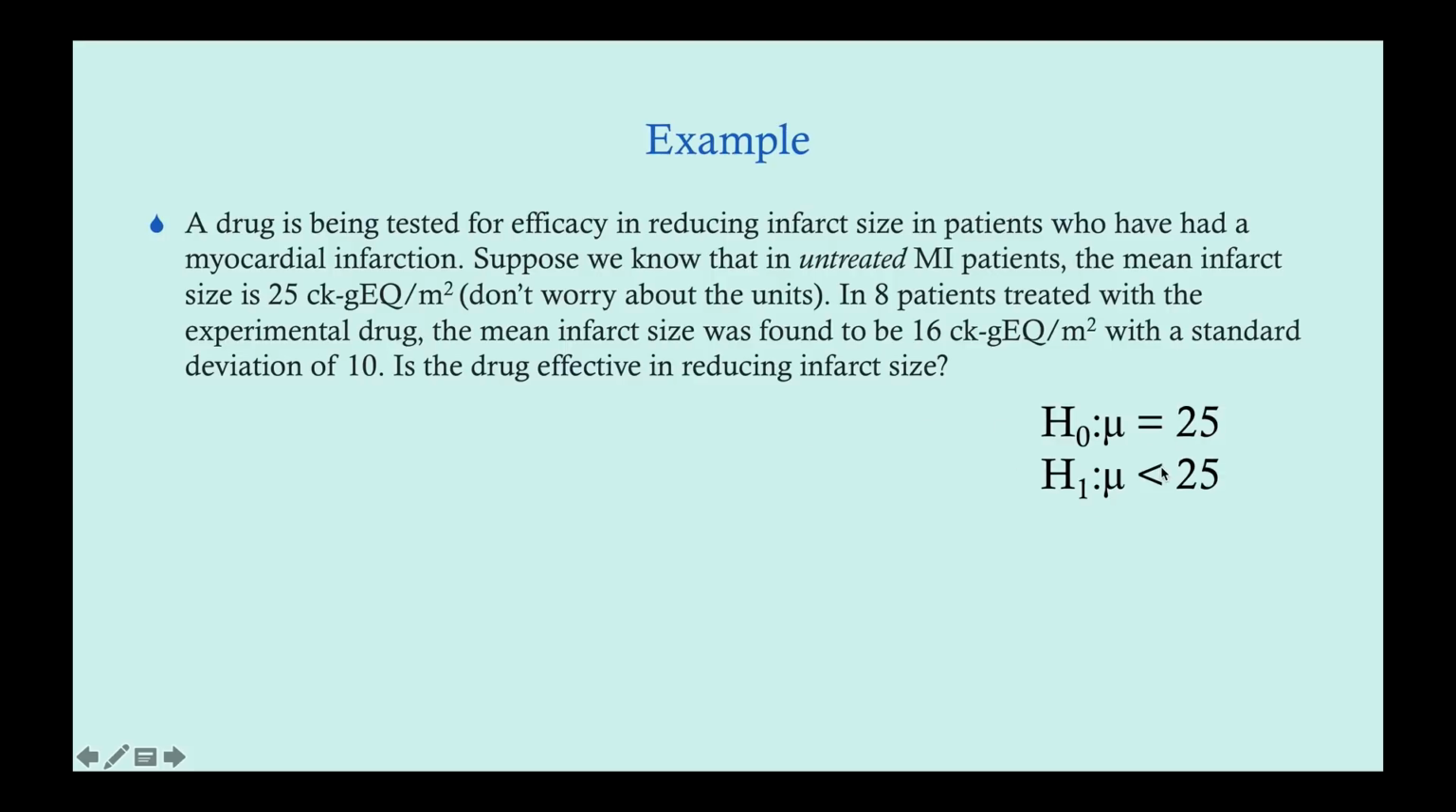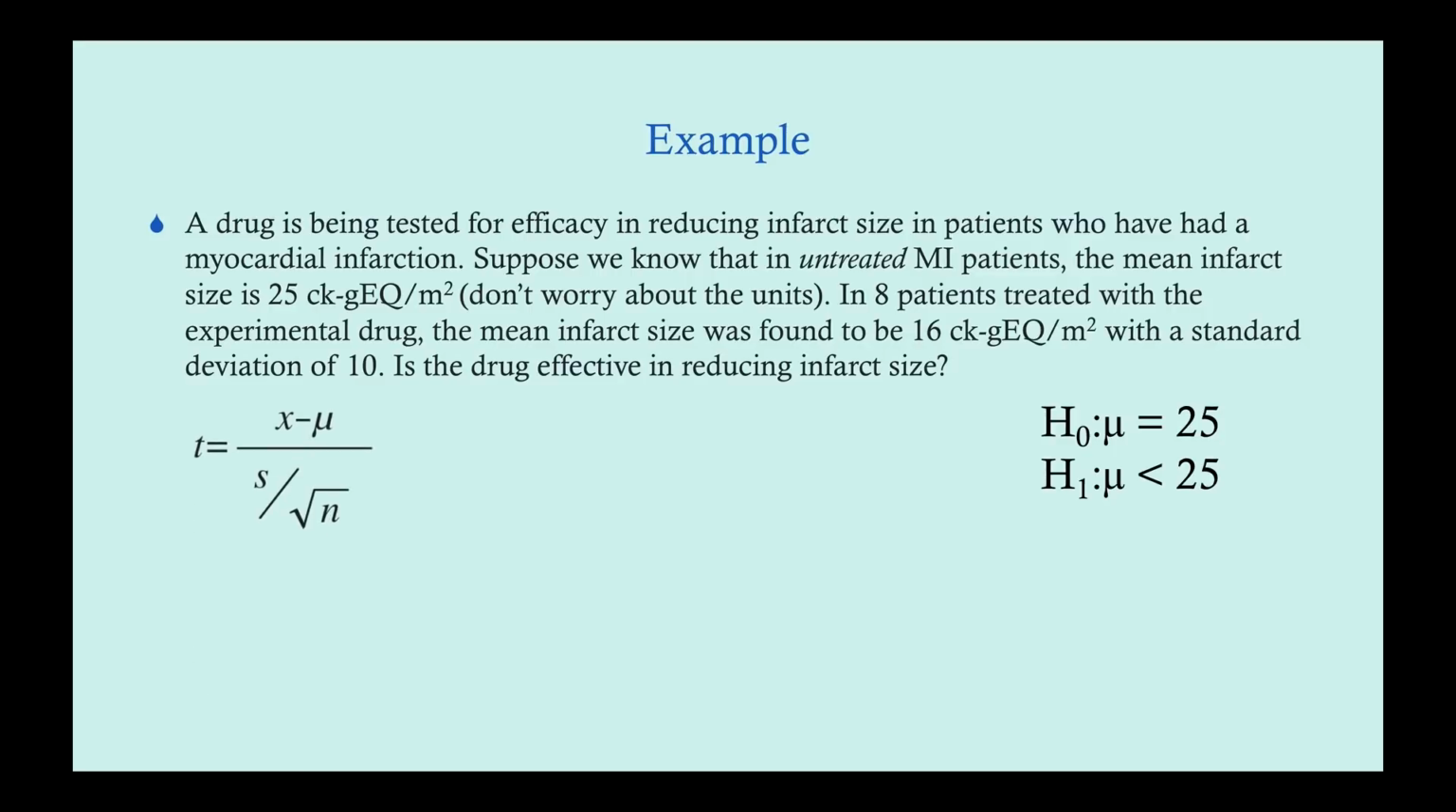Now, for this one, it would be okay to use a one-tail test because we're assuming that it's only going to cause the infarct to get smaller. So you can use the one-tail test. You could use a two-tail test. It really doesn't matter. All it's going to do is change your alpha values.